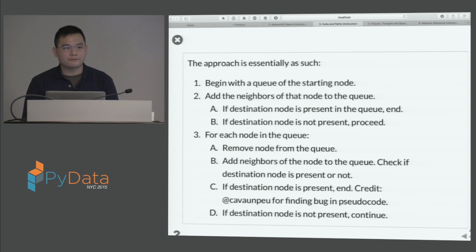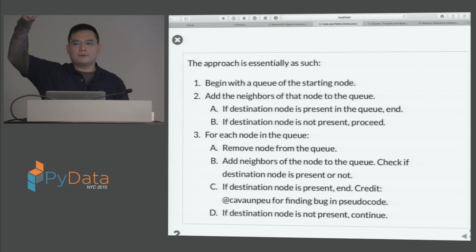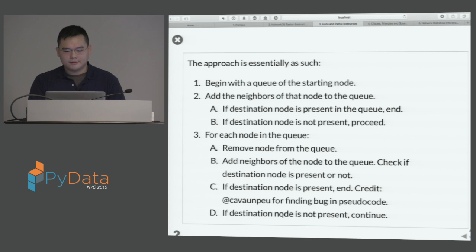Okay, so I just want to get a quick feel for this problem. How many people are done? Please raise your thumb. Okay, we're at threshold.